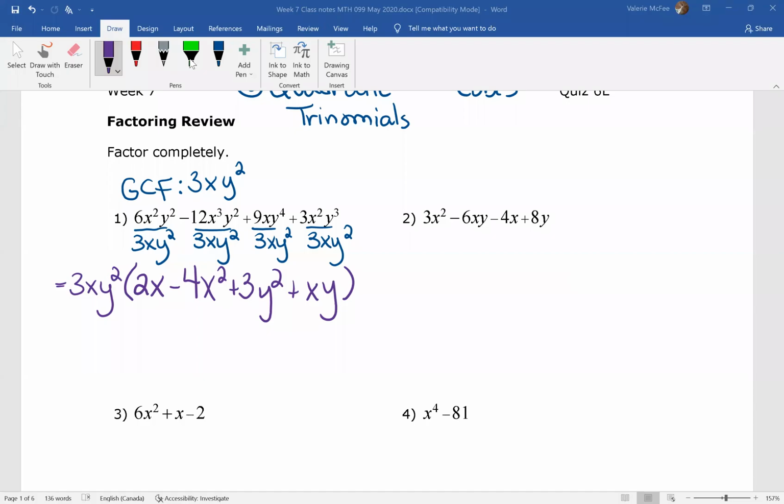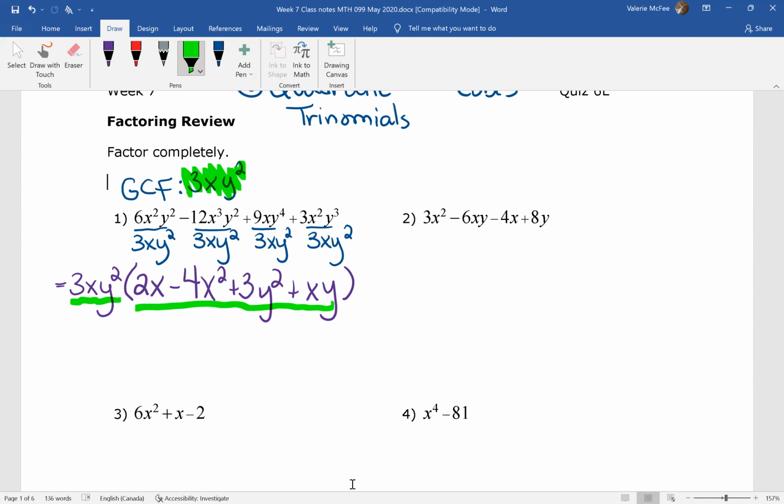In question 1, we found a greatest common factor of 3xy squared. We divided each term and wrote our factorization as a product of the greatest common factor and the quotient. I can't factor that polynomial any further, so we know our factoring is complete.